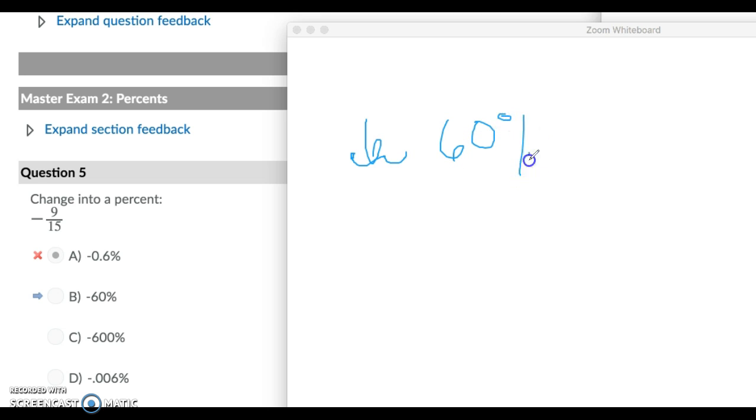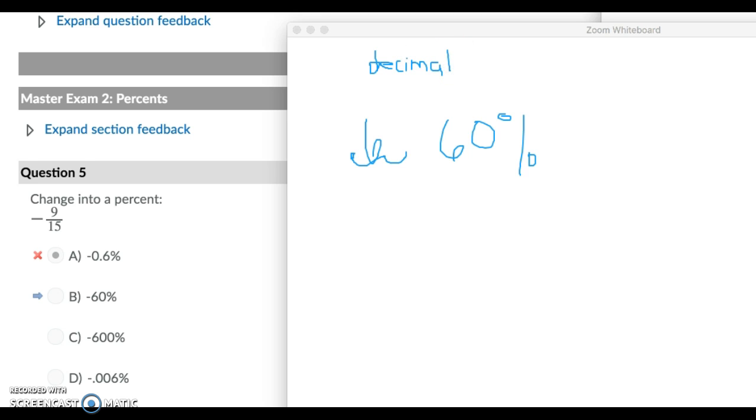So when you make your visual chart to note, that might be something that you do, is when you change from a percent or a decimal. Sorry, it's really hard to write with this.